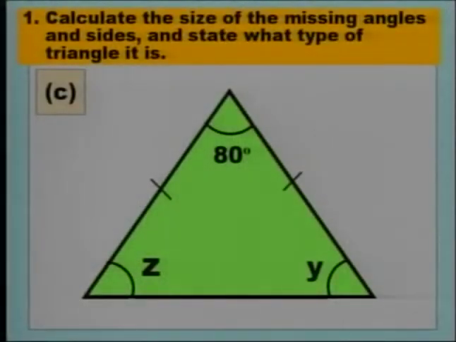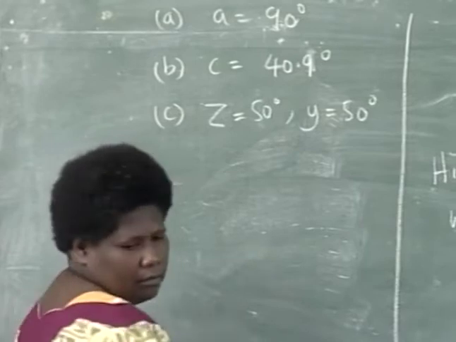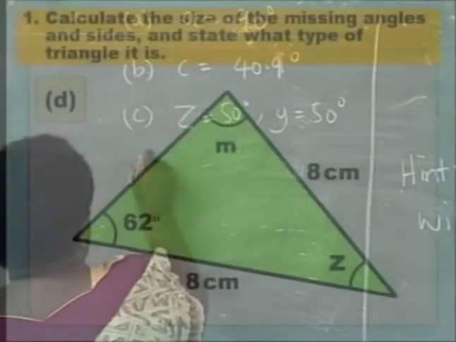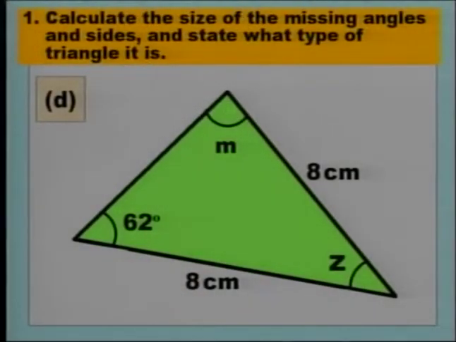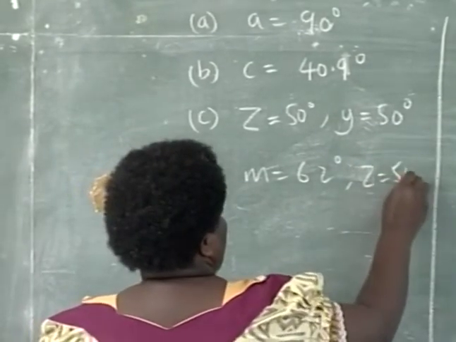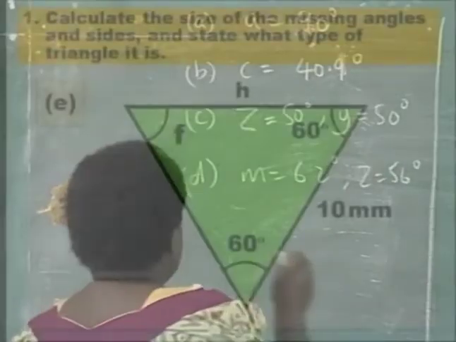Let us see. Gabriel? Z is equal to 50 degrees, Y is equal to 50 degrees. It's an isosceles triangle. Okay, it's an isosceles triangle. Good. Letter D. M is equal to 62 degrees, and Z is equal to 56 degrees. And it is an isosceles triangle. All right, an isosceles triangle. Good. Letter E.